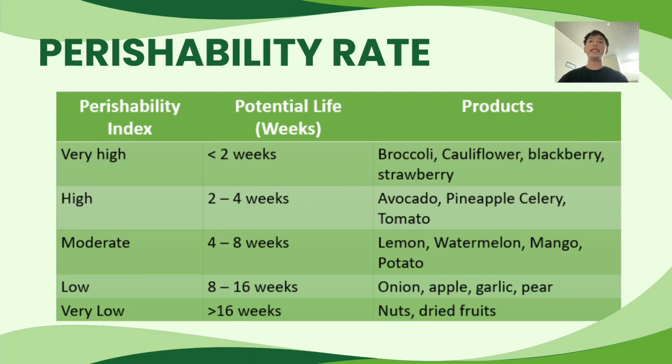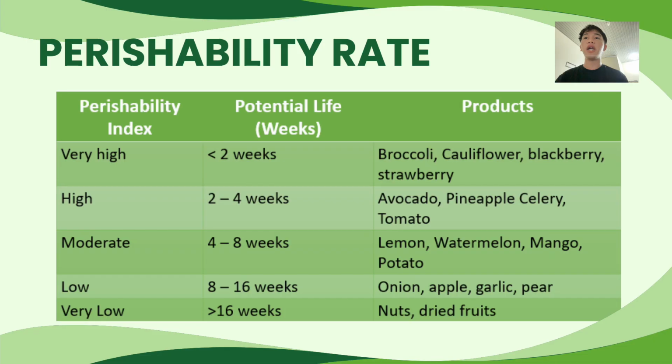Perishability rate. The table here shows the perishability index and potential life of the product. If the perishability index is very high, the potential life of the products is less than 2 weeks, because their shelf life is short and they spoil easily. Broccoli, cauliflower, blackberry and strawberry last only 2 weeks, based on our PPT.